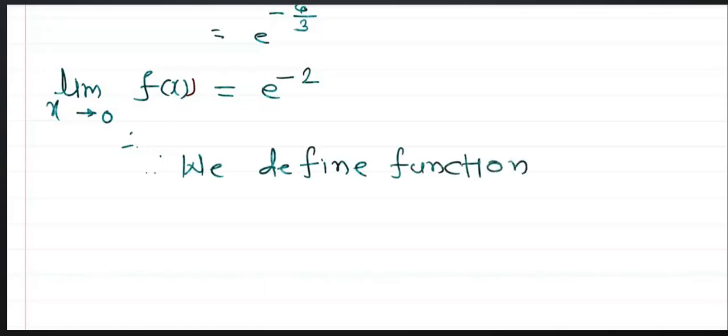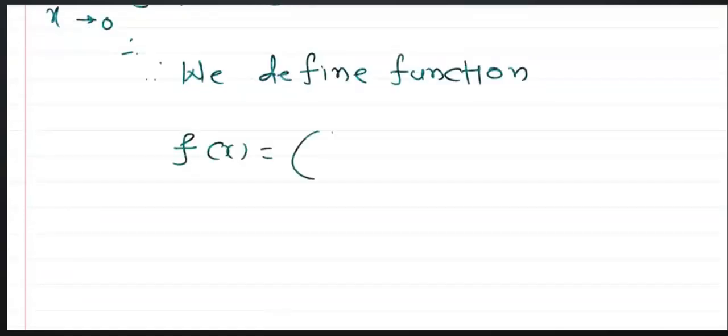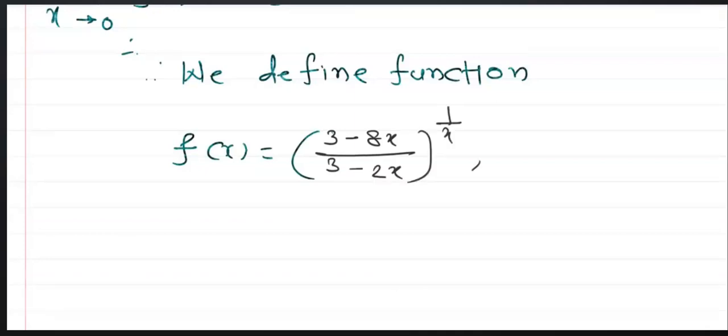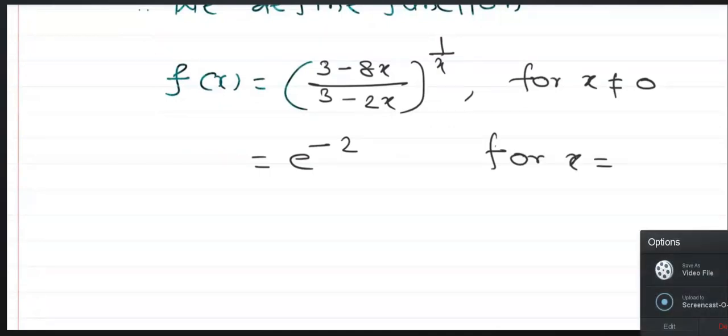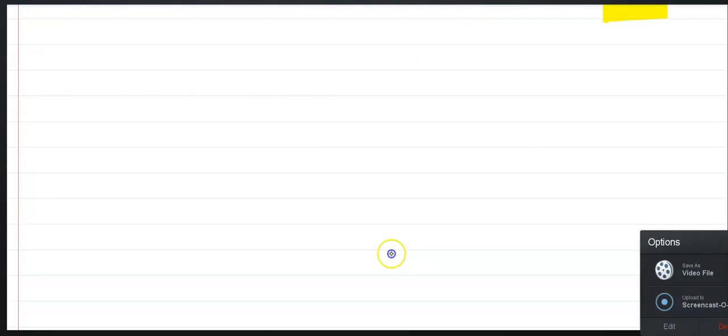Therefore we define the function that is f of x is equals to 3 minus 8x upon 3 minus 2x bracket raised to 1 upon x for x is not equals to 0, and f of 0 is equals to e raised to minus 2, so the given function is continuous. Again I will show this.